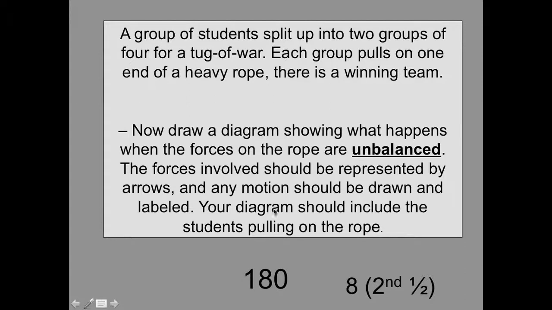Same scenario, however, now it's an unbalanced force. The forces involved should also be represented by arrows, and any motion should be drawn and labeled. Your diagram should include the students pulling the rope. Here, someone is winning.